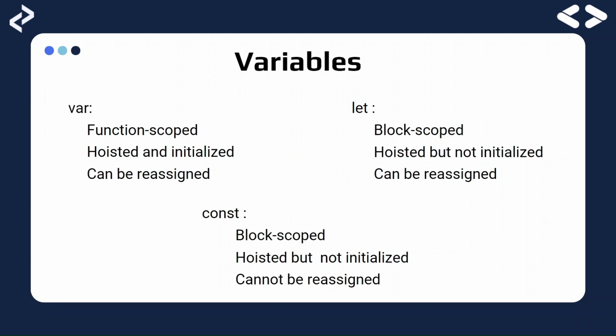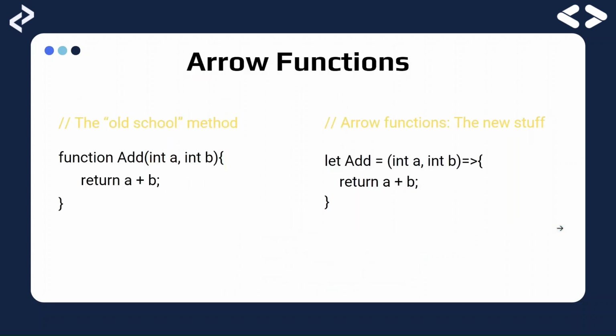We understood the concept of variables in JavaScript. Further moving on, let's talk about arrow functions. So what are these arrow functions? Arrow functions in JavaScript offer a concise and modern way to write functions, which simplifies your code. Unlike traditional functions, arrow functions use the arrow syntax and do not require the function keyword, which makes them more cool and productive.